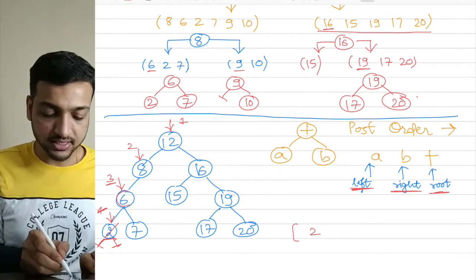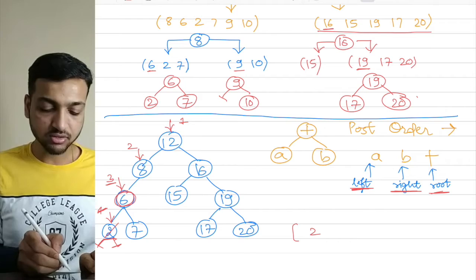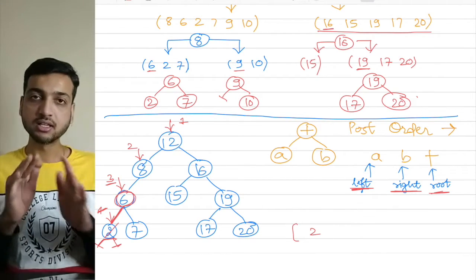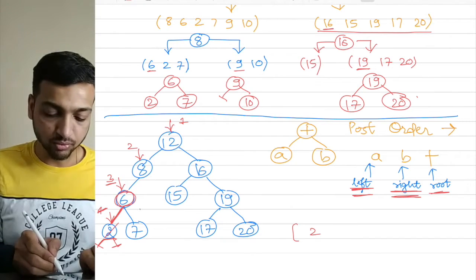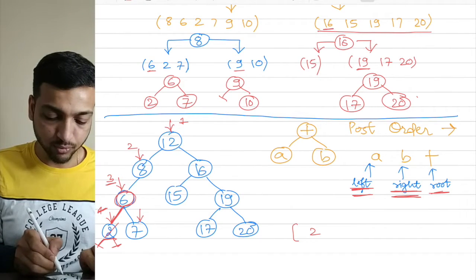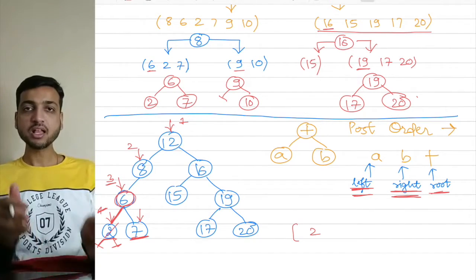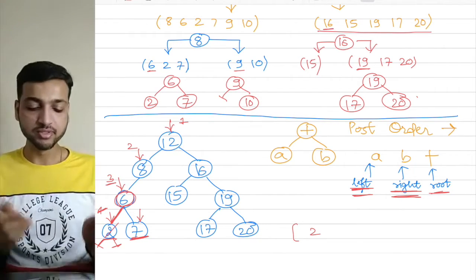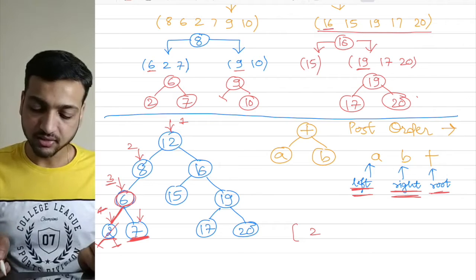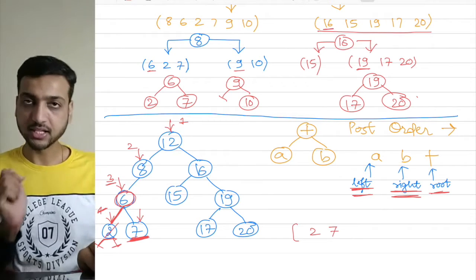Now when you are at 6, you can see the left of 6 is done. Now I have to go to the right. So I will go to the right of 6. So I am going to come to this node 7. Now when I am at 7, left is null, right is null. So root will be visited. So 7 is going to be visited, and 7 will be my next output.